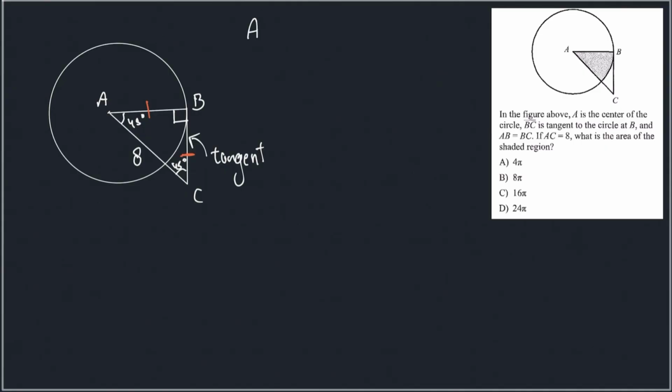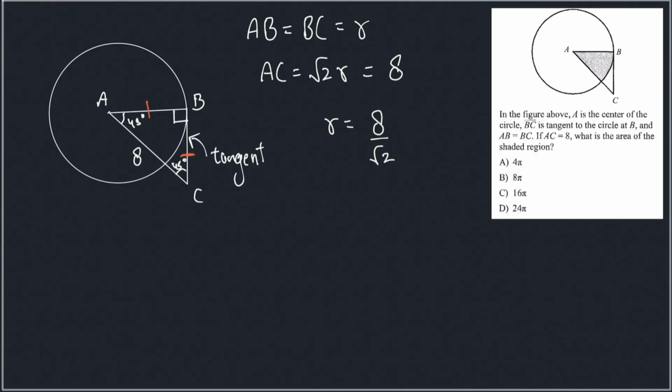We know that AB is equal to BC, let's call it R. Therefore, hypotenuse AC will turn out to be root 2 times R, which is equal to 8. Therefore, radius will be 8 divided by root 2. We can simplify this by multiplying both top and bottom by root 2. It will turn out to be 8 root 2 over 2, or 4 root 2.